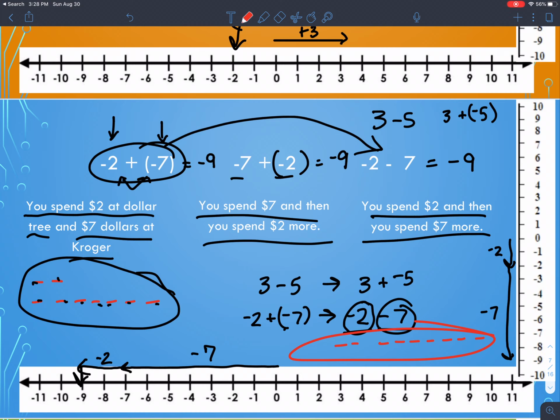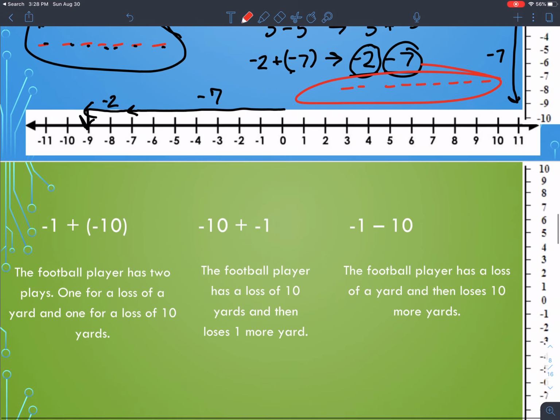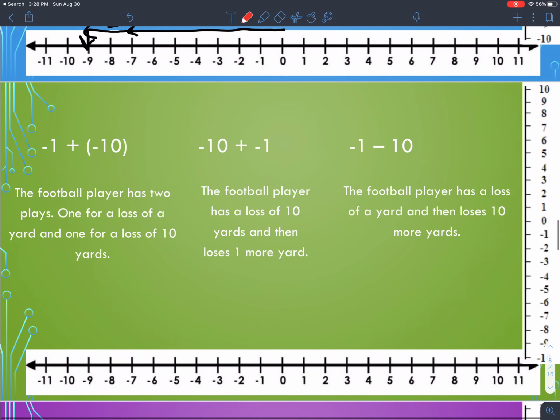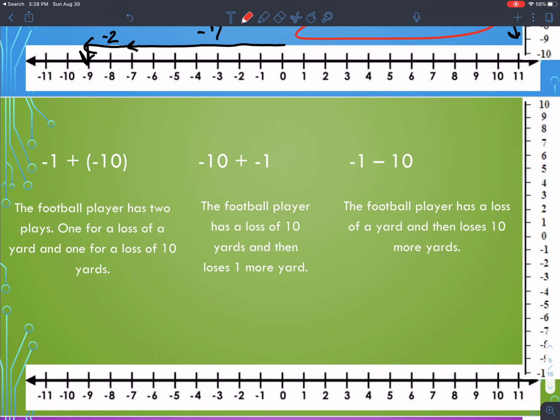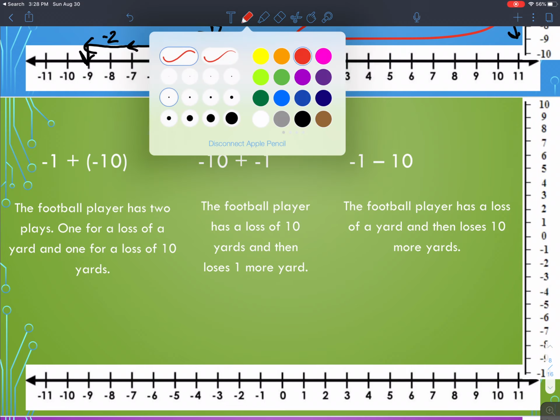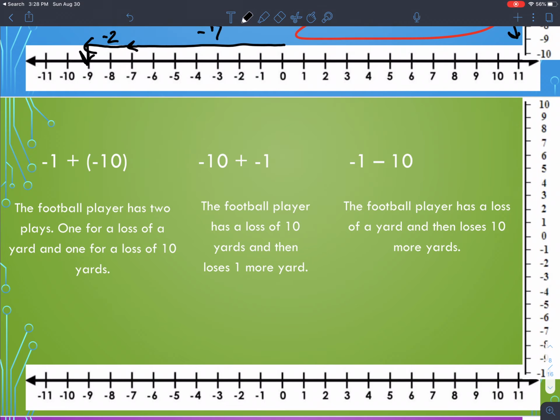So I know that was a lot. Like I said, let's go through a couple more examples, and that should make a little more sense. So let's talk about our first example on this slide. Negative 1 and negative 10, or negative 1 plus a negative 10. What we're saying is the football player has 2 plays. One of them is a loss of a yard, and the other one is a loss of 10 yards.